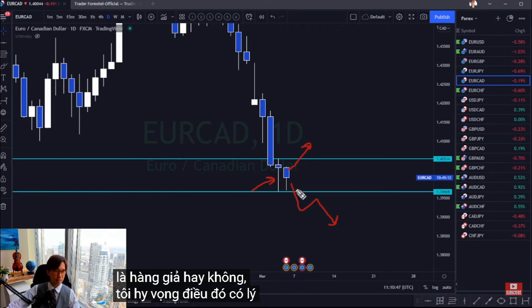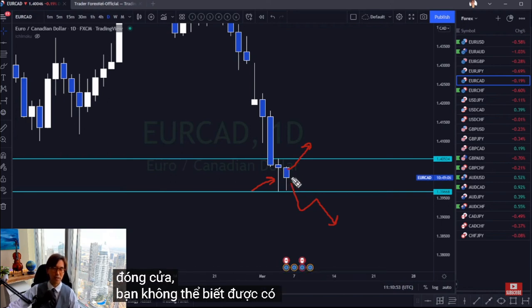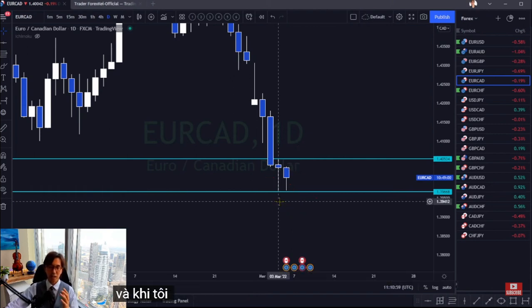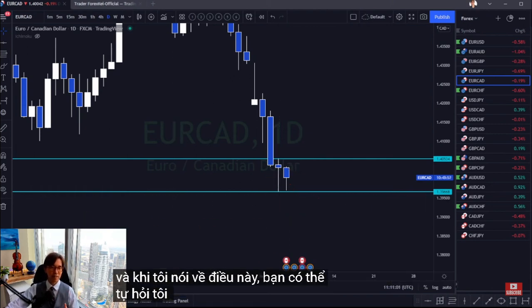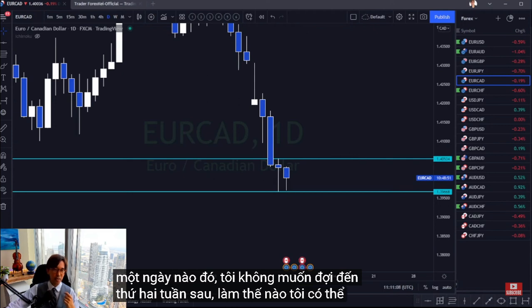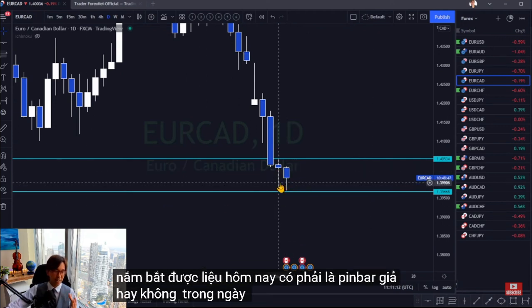I hope that makes sense. So until you confirm the candle close, you can't tell if this pin bar was a reversal or not. And when I talk about this, you may wonder, I don't want to wait for one day. I don't want to wait until next Monday. How can I capture whether this pin bar will be fake or not today, within today?